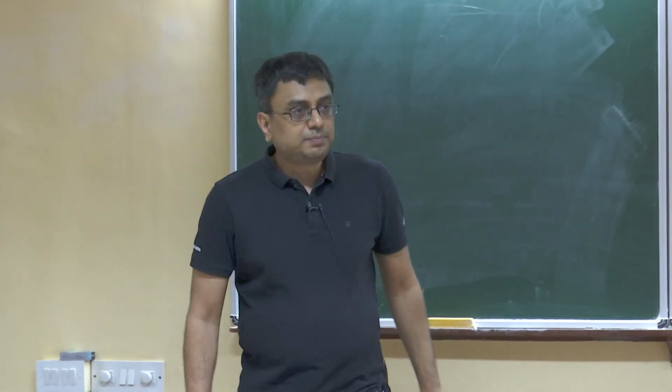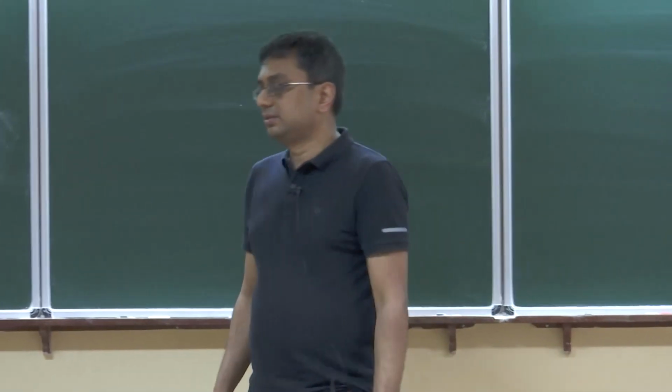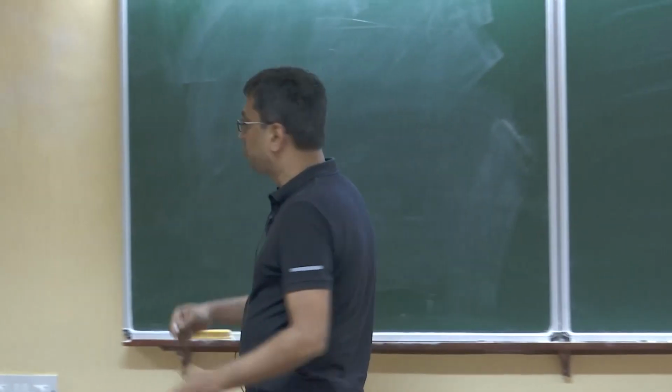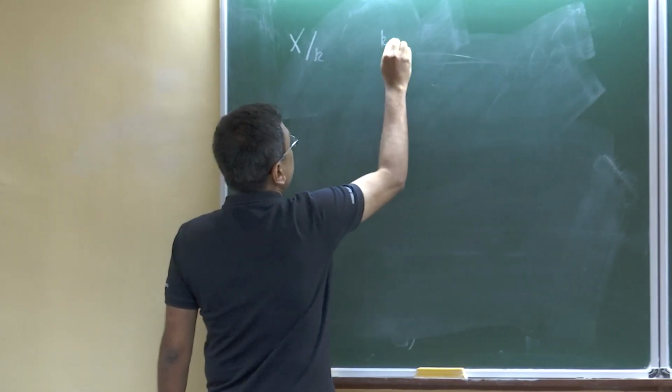So let me begin by recalling the two main constructions in my talks. One of them is a more basic one. So let's say X over k is a k-scheme.